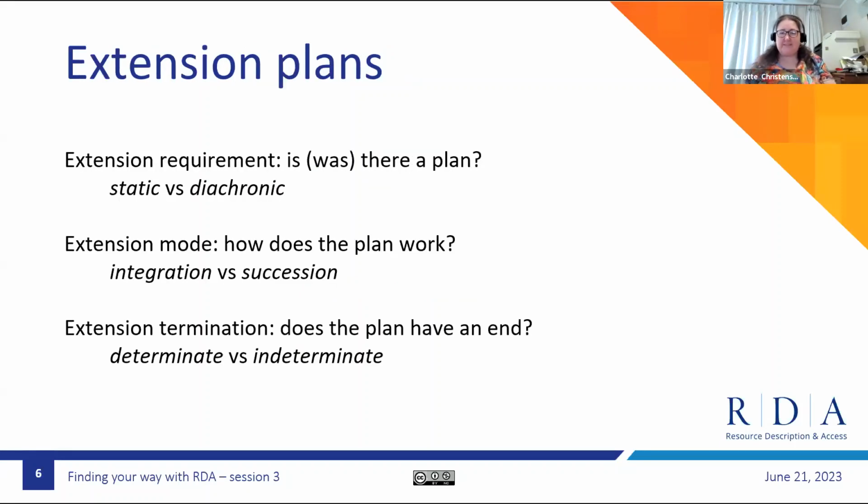Official RDA tells us about extension plans. In other words, the intended method for extending the content of a work. These get broken into 3 parts: requirement, mode, and termination. Requirement is whether there is a plan for this work to continue. If there is, you have a diachronic work. If there isn't, you either have a static work and you really don't need to know anything else about diachronic works for your situation, or you have a diachronic work that's finished.